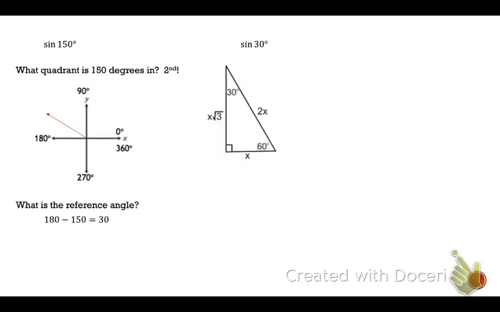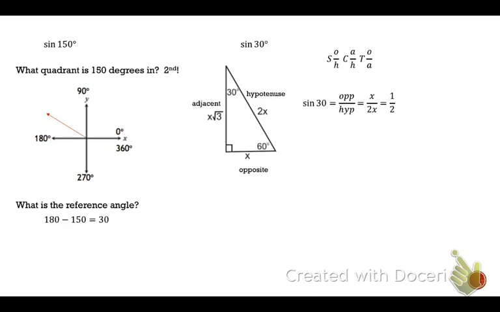Well, we have a 30-60-90 triangle where the opposite of 30 is x, the opposite of 60 is x square root of 3, and the hypotenuse is 2x. So if I'm finding sine, I need to label my sides. x is the opposite, x square root of 3 is the adjacent, and the hypotenuse is 2x. With SOHCAHTOA, sine is opposite over hypotenuse, cosine is adjacent over hypotenuse, tangent is opposite over adjacent. So sine of 30 is opposite over hypotenuse. The opposite side is x, the hypotenuse is 2x, those x's cancel and you're left with 1/2. So sine of 30 is 1/2.